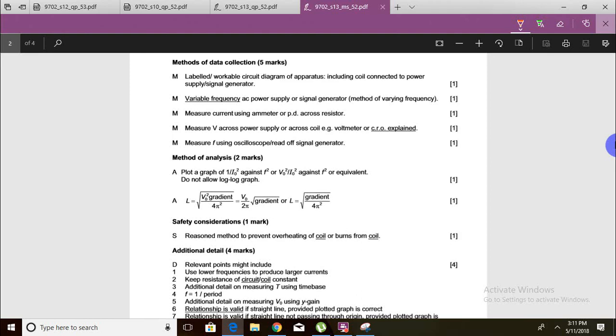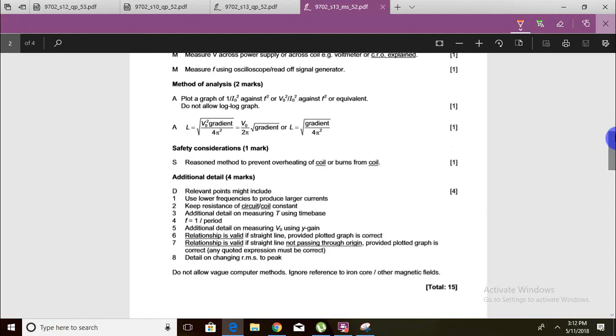I believe we did something similar. I think our method would have worked as well. They chose not to take the square root, but I find that it would have made calculations easier. Reasonable method to prevent overheating of the coil or burns from the coil. Done.